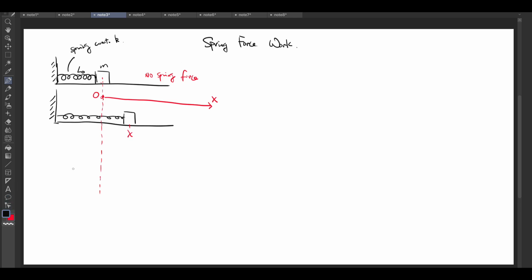Then there's a spring force equal to negative kx. I add the negative sign here to represent the direction of the force, because right now the spring force is this way. F spring is pointing along the negative x-axis. So if this x is positive, then the spring force is negative, meaning it's pointing to the left side.